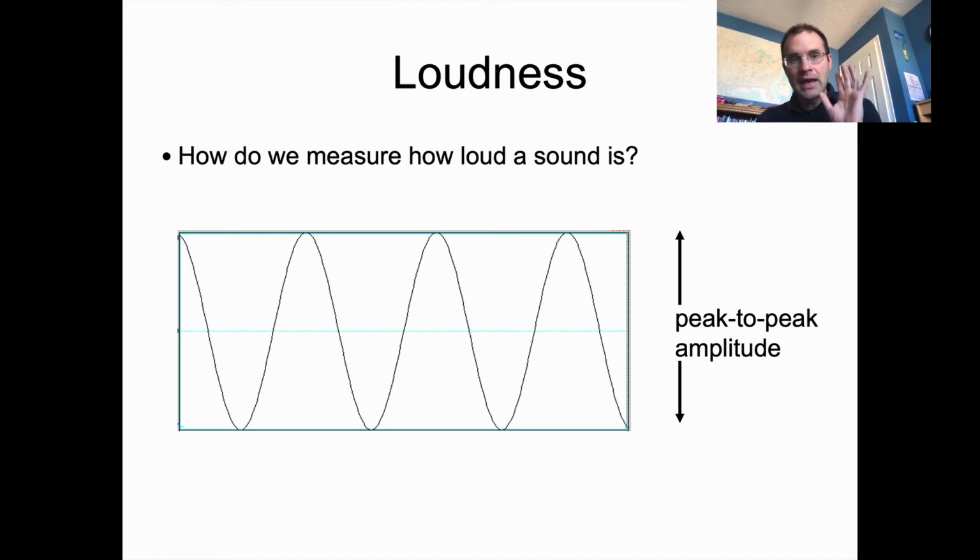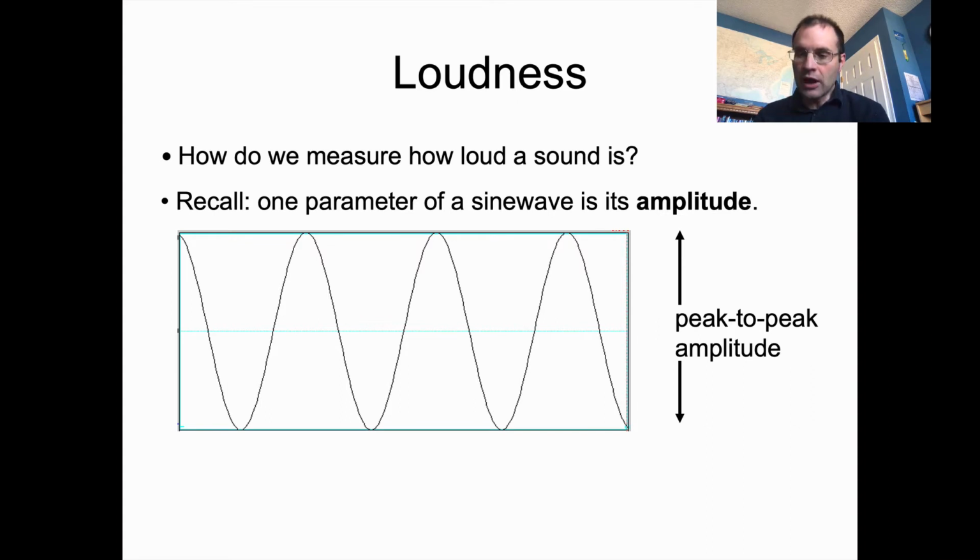Okay, so loudness. How do we measure how loud a sound is? There's a variety of different ways. I'm going to walk you through these from the least complicated to the most complicated as we go. And to start off with, I'll remind you that one parameter of a sine wave, in addition to its frequency, is its amplitude.